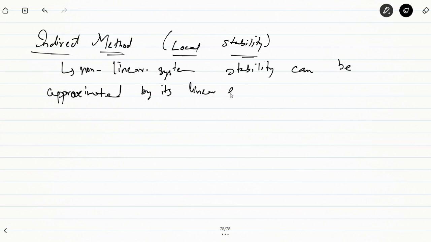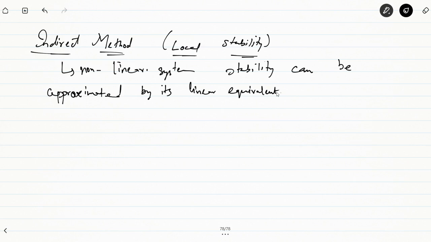So linearization, we have already done that portion. Using the Jacobians, we can find out the linear approximate of the system. This will tell us how the system will behave around that equilibrium point only, around which we are trying to find out the stability of the system.